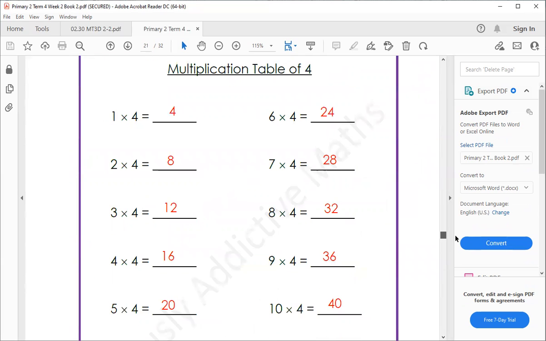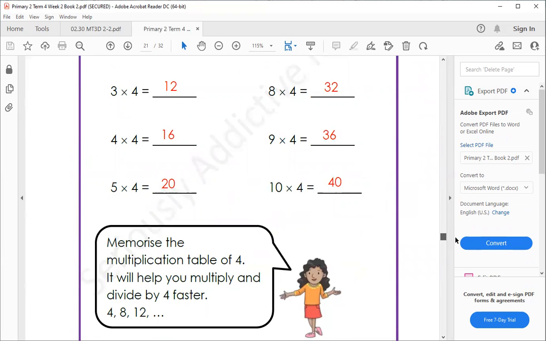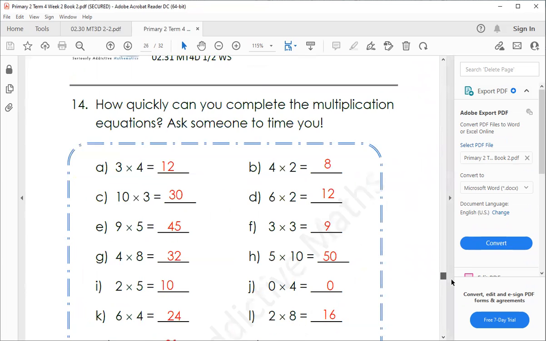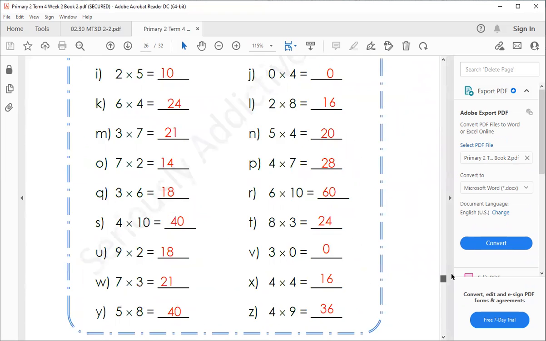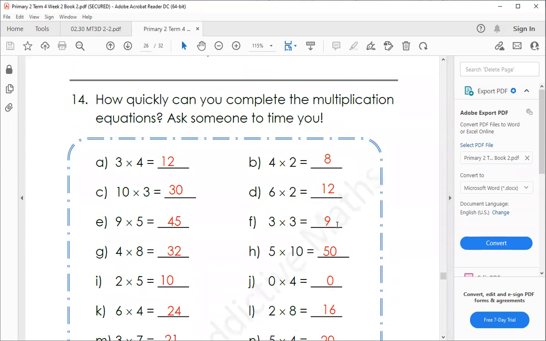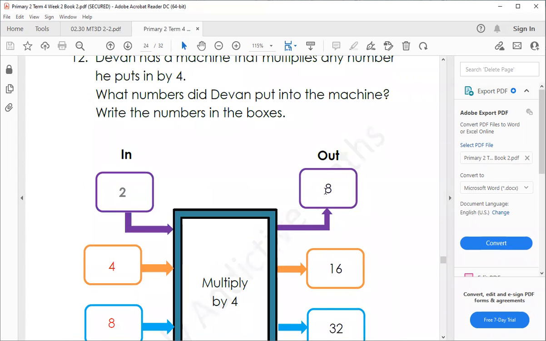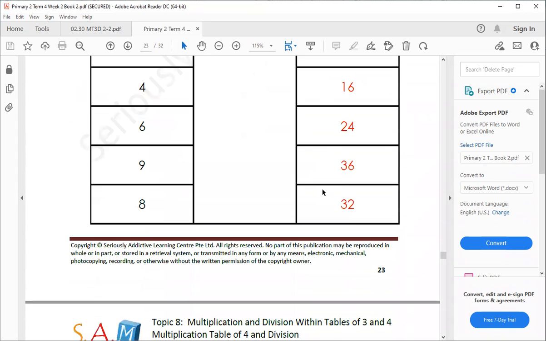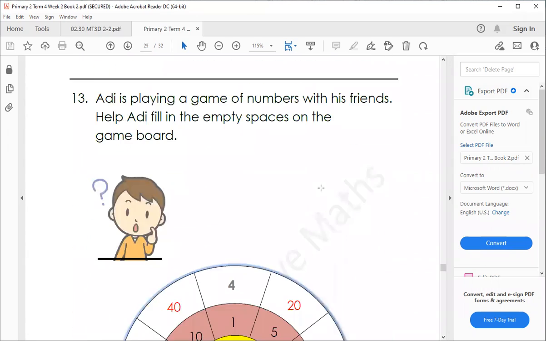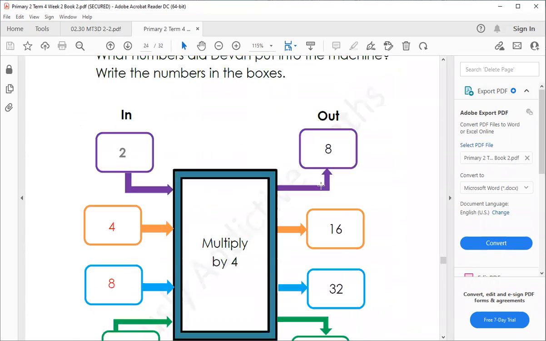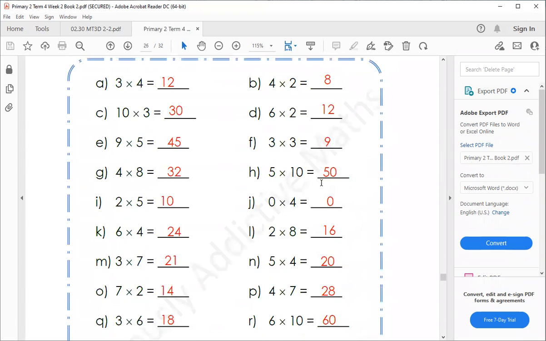There's a multiplication table of 4 that you can fill in as well. So you can play it as a game: fastest person to fill that in. But what I'd like you to do with them is especially question 14. Okay, sorry, I forgot about the in-out one. So get them to do at least one in-out question. Page 23 will be good. Page 23, question 11. That's an in-out question.